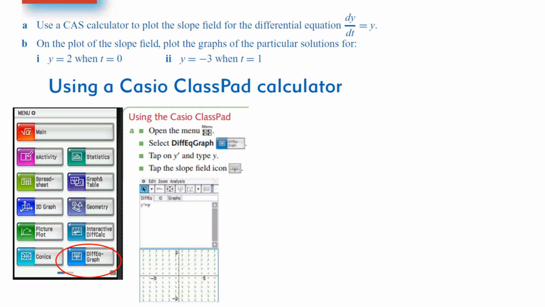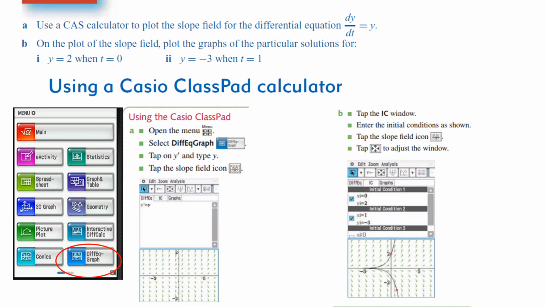Now, you can see in the question, we want to look at particular solutions when y is 2 and x or t is equal to 0, so (0, 2), and (1, -3). If they go through those 2 points, what would the solution curve look like? You've got that ability with your CAS as well. You tap the IC window, as indicated there, and enter your initial conditions. So you've got xi and yi for initial condition 1, and there you go.